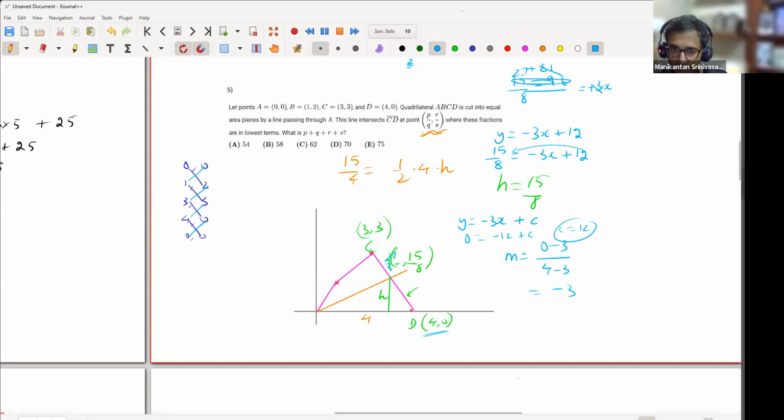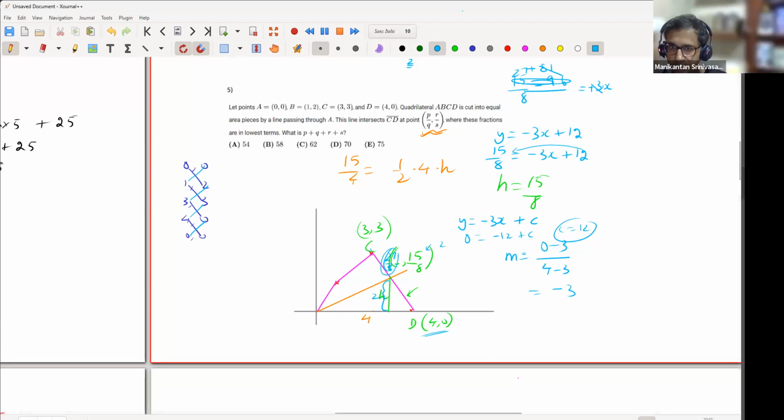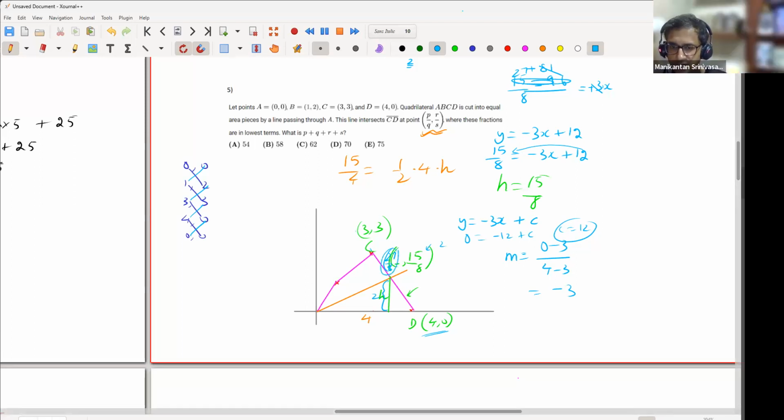And let's see whether it roughly makes sense with our diagram. 15 by 8 is approximately 2, and sure enough, this height looks something like 2. It's not unreasonable. So what do you get the x coordinate as? 27 by 8. Oh, yeah, I didn't simplify it. Maybe that's why I made the mistake. And 27 by 8 is approximately 3.5.